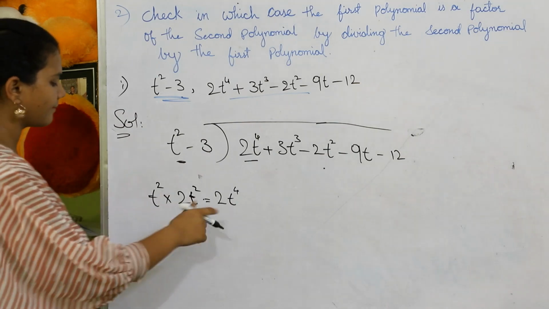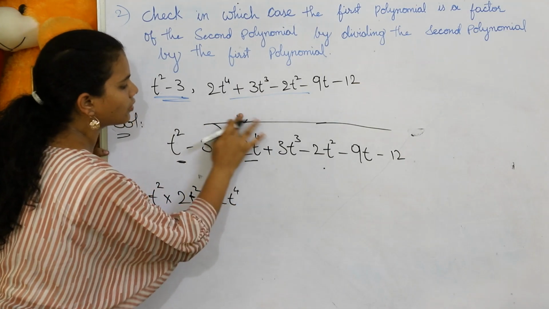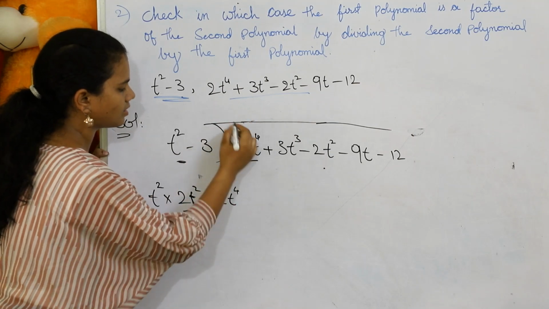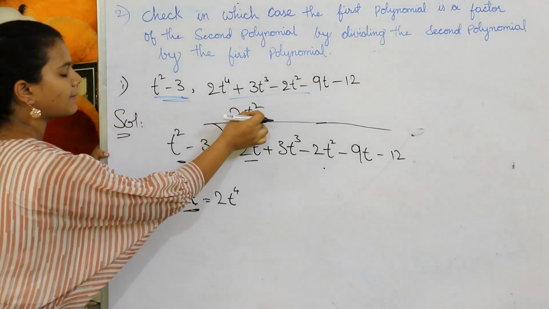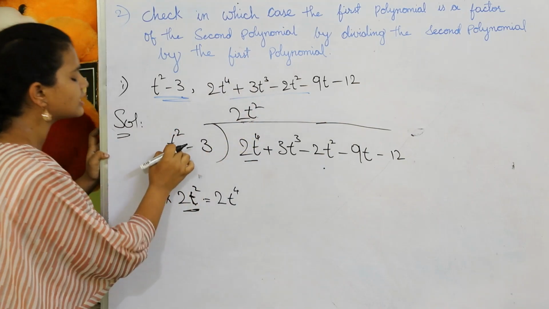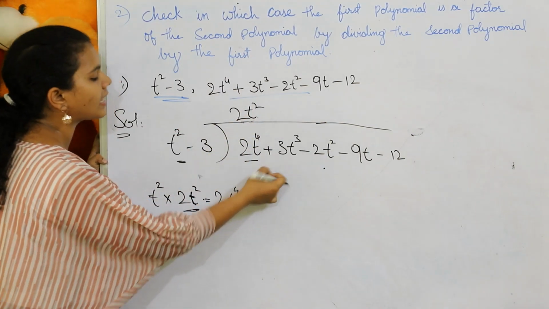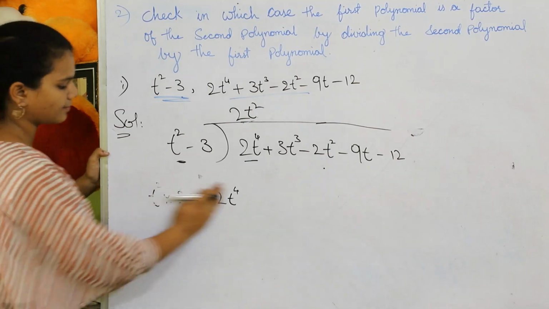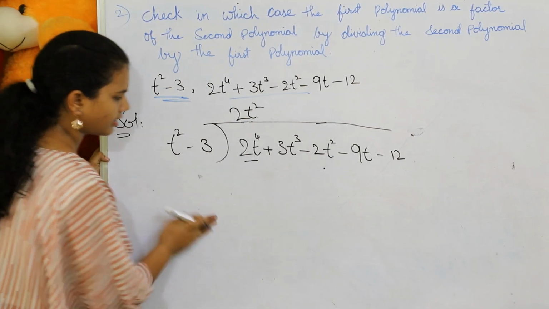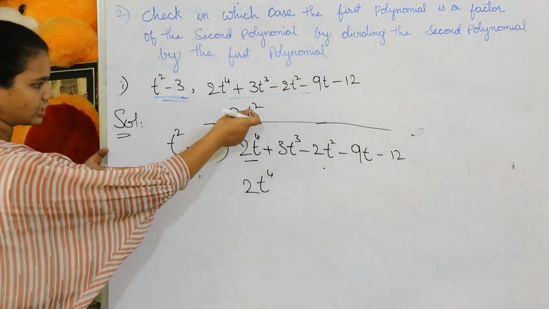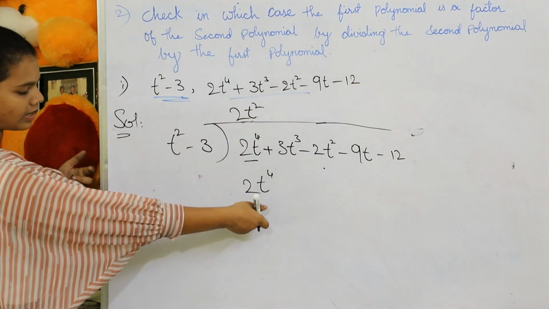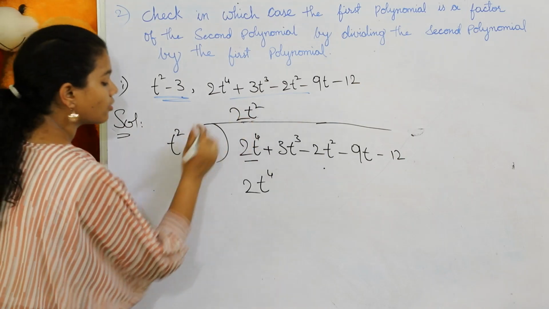So that's what I am using. Let me write 2t square here, because if I multiply 2t square into t square, this gives me 2t power 4. So I have written 2t power 4. Again, go for the second term.